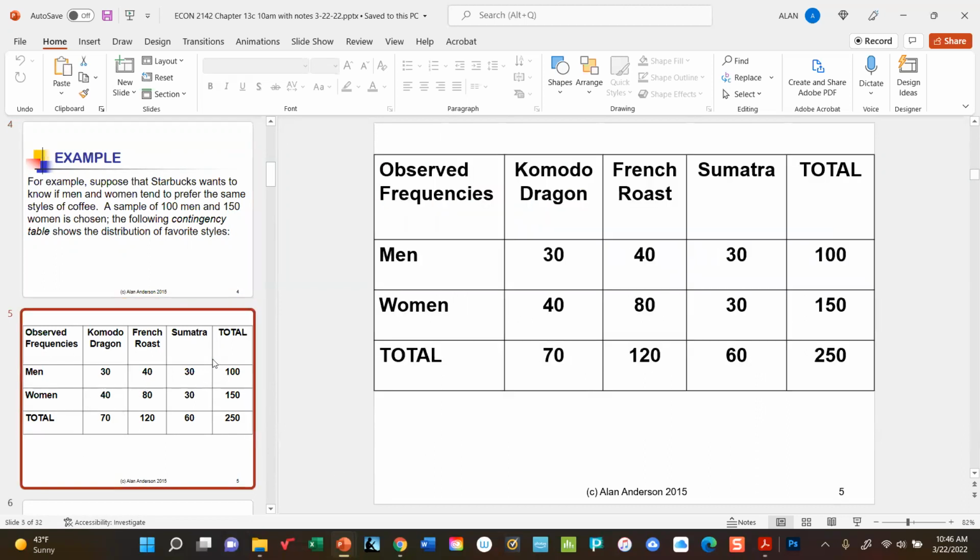Now, here's the table. These are the observed frequencies. And you notice how here all of a sudden we have two rows. In principle, we can have as many rows as we want, and the same thing with the columns. There's only three, but we can have as many as we want.